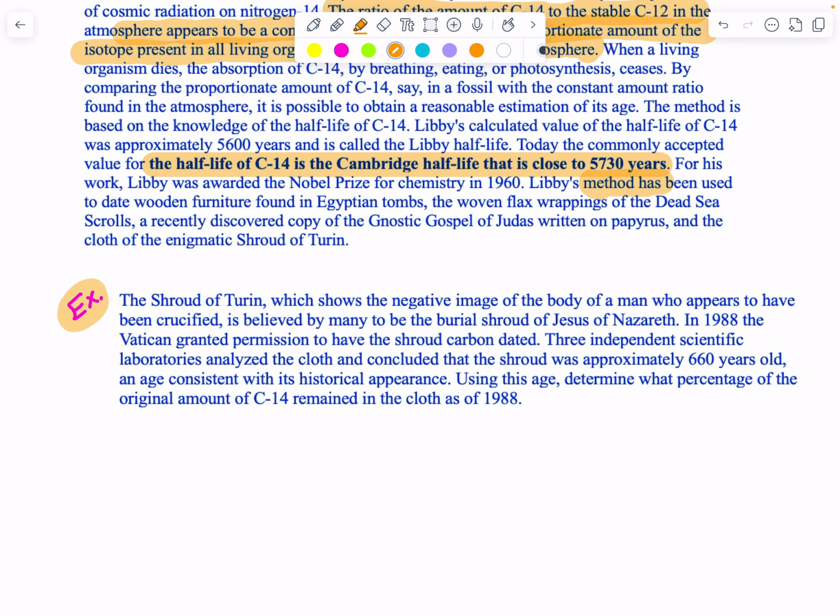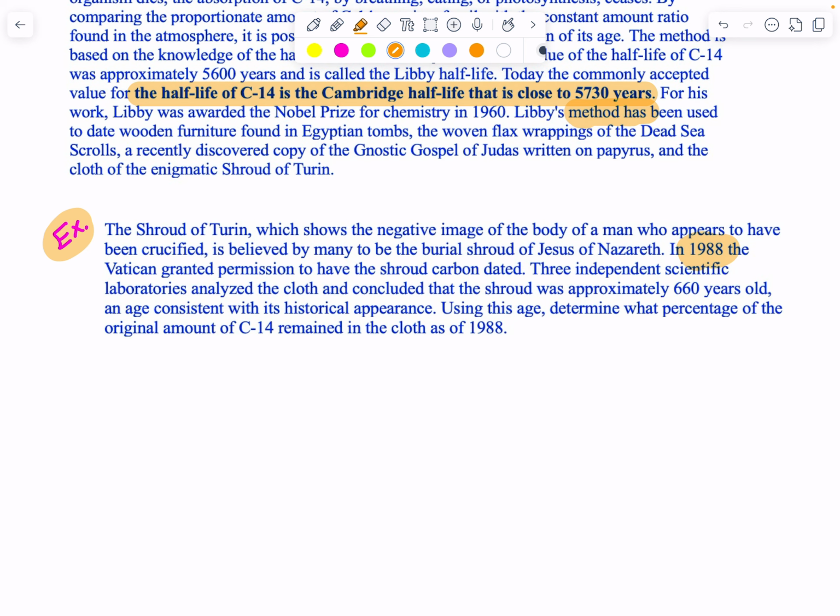The Shroud of Turin, which shows the negative image of a body of a man who appears to have been crucified, is believed by many to be the burial shroud of Jesus of Nazareth. In 1988, my birth year, the Vatican granted permission to have the shroud carbon dated. 3 independent scientific laboratories analyzed the cloth and concluded that the shroud was approximately 660 years old, an age consistent with its historical appearance. Okay, using this age, determine what percentage of the original amount of C14 remained in the cloth as of 1988. All right, so this uses that exact same model.